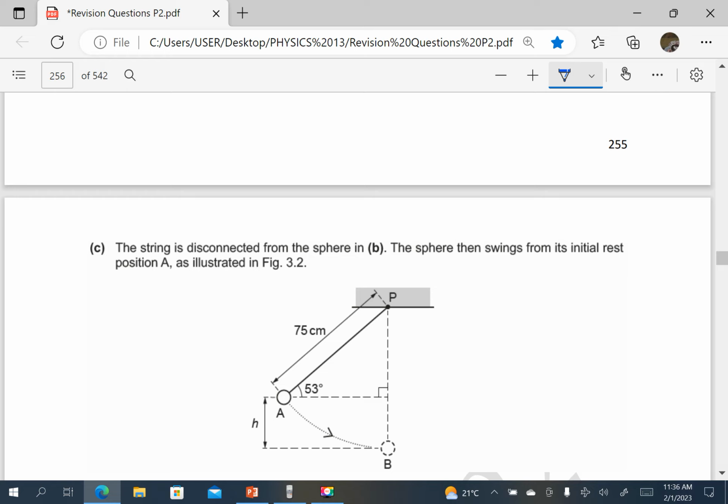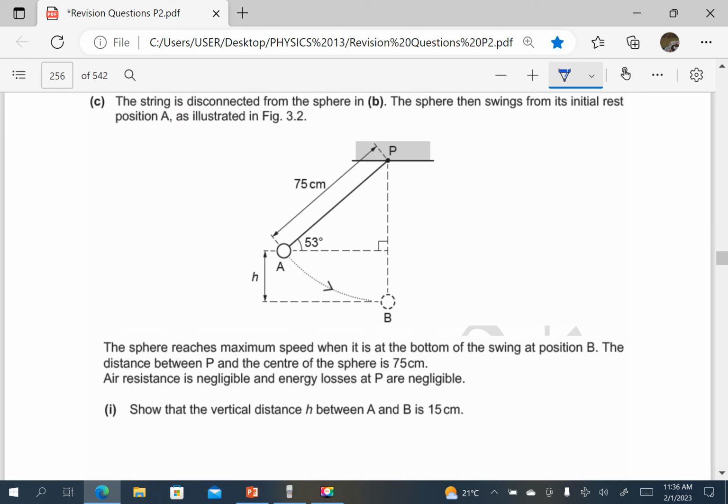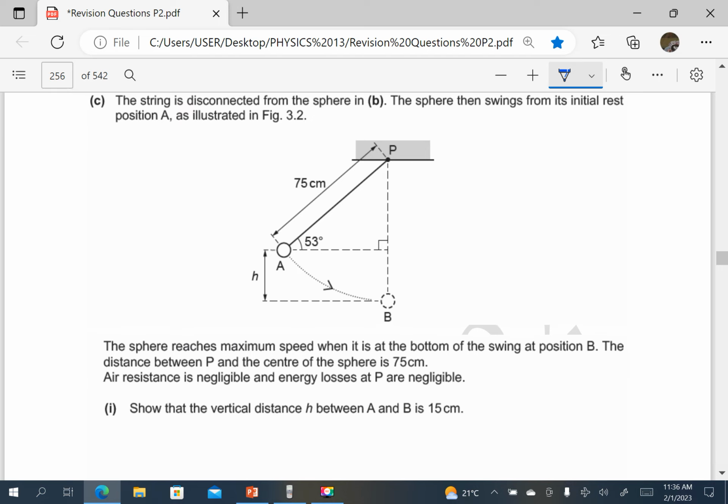The string is disconnected from the sphere in B. The sphere then swings from its initial rest position in A as illustrated here. The sphere reaches maximum speed when it is at the bottom of the string at position B. The distance between P and the center of the sphere is 75 centimeters. Air resistance is negligible, and the energy losses at P are negligible. Show that the vertical distance h between A and B is 15 centimeters. We want to show that this distance is 15 centimeters.